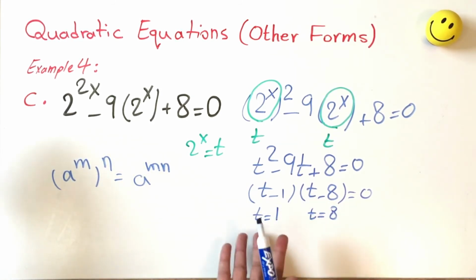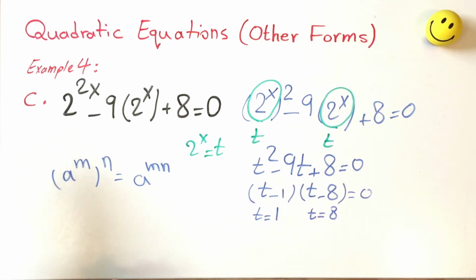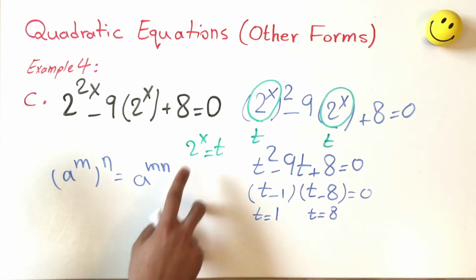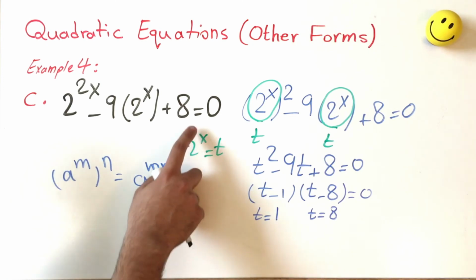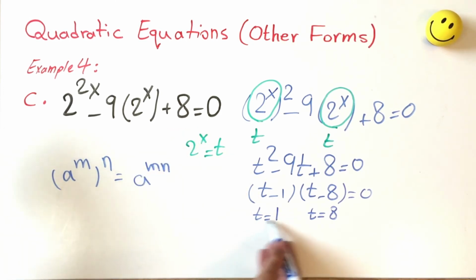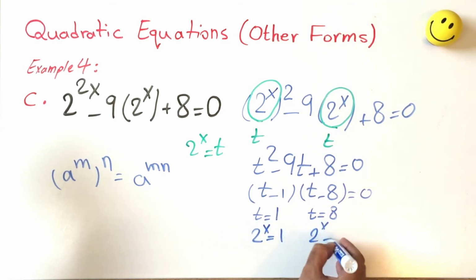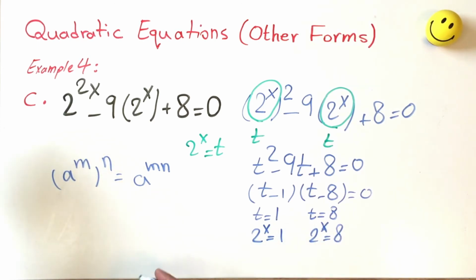Okay, so I found the values of t, but I need x. I need to find the value of x, not t. So I have to continue. How can I continue? Just instead of t, you can write 2 to the power of x, right? So for both: 2 to the power of x is 1, and 2 to the power of x is 8. And solving these two is very easy.